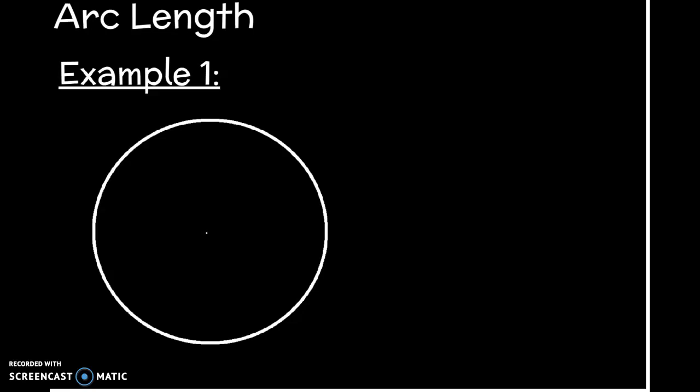Hi guys, welcome back. Today we are going to be talking about arc lengths. I have two examples for you and they do tie pretty closely together.